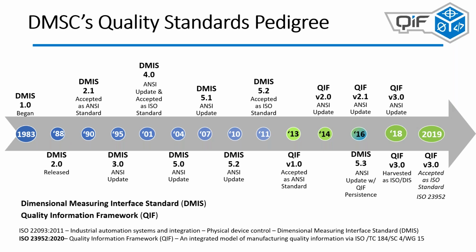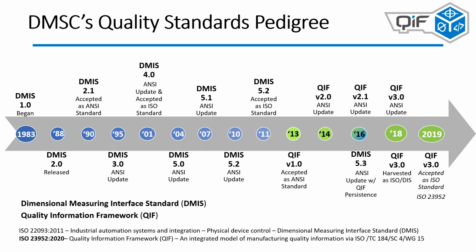Some further information: QIF 2.1 was a place where we introduced some persistent IDs, and therefore a need to update the DMS standard for us to add this. QIF persistence was also incorporated, so 2016 had a quick modification to the DMS standard to allow QIF persistence. And then the current QIF standard is version 3.